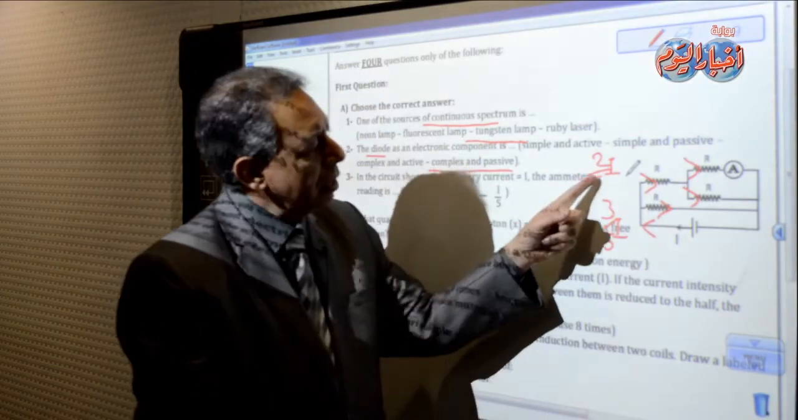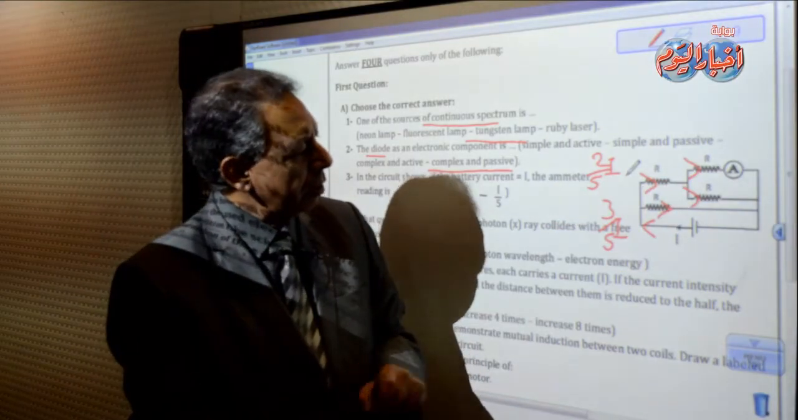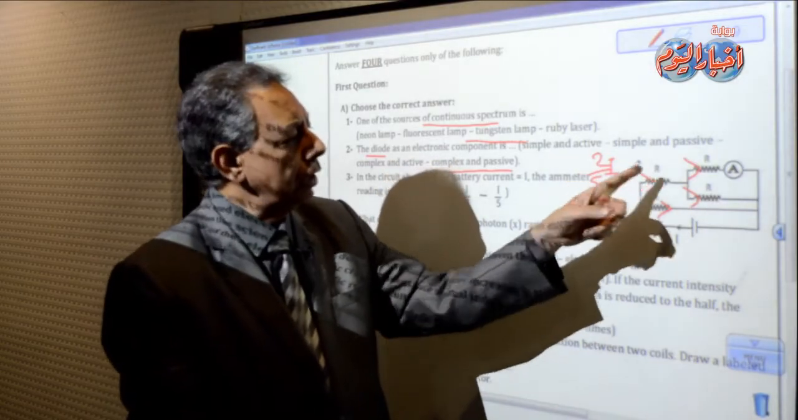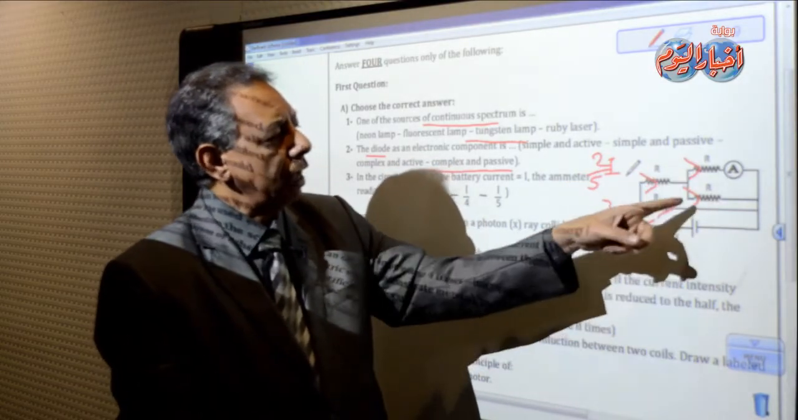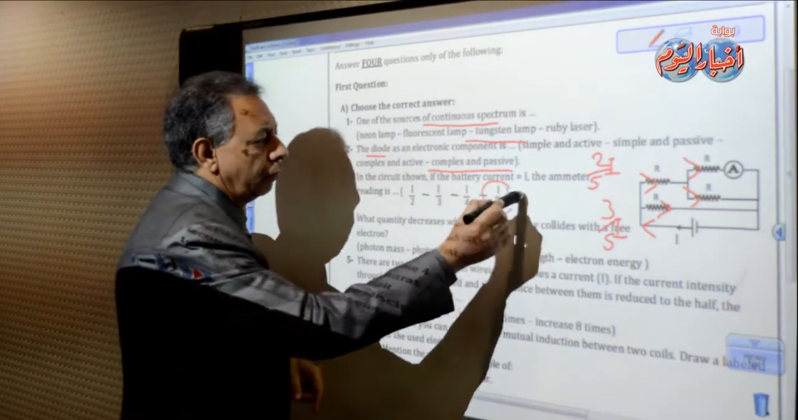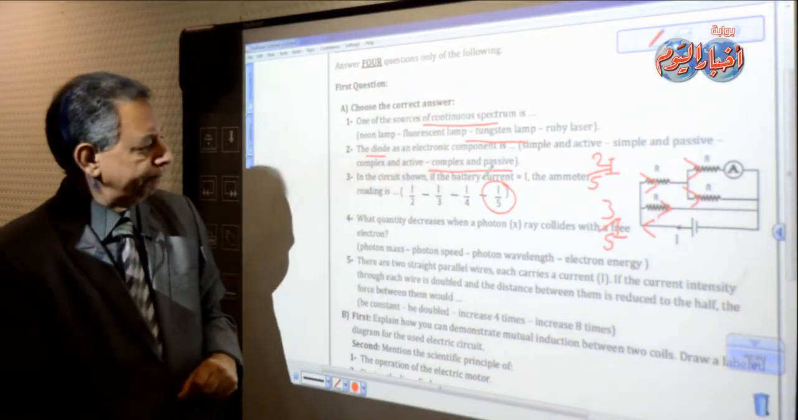in this branch. And then 2 over 5 I, when passing through this R, will be divided again into two equal parts. So here we have 1 over 5, and here we have 1 over 5. So the correct answer is I over 5. This current will be passing through the ammeter A.